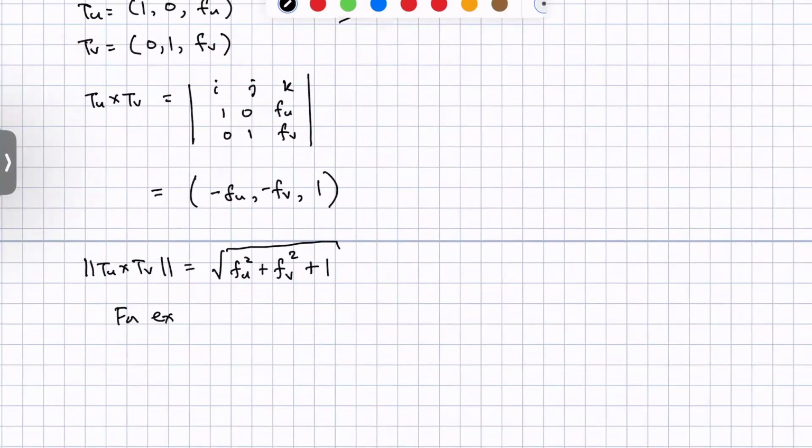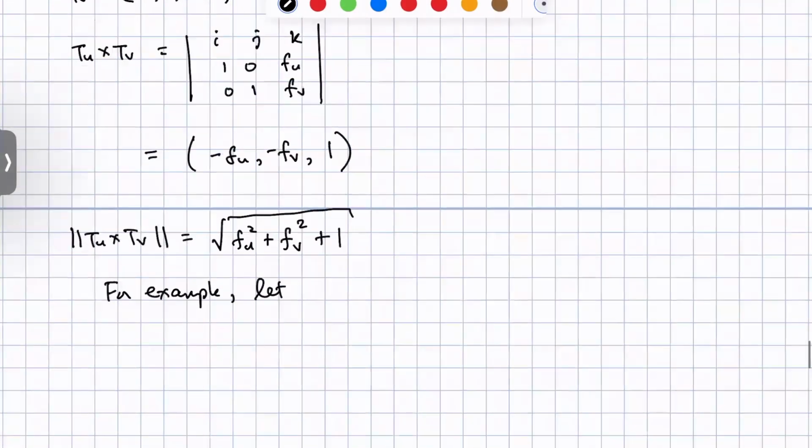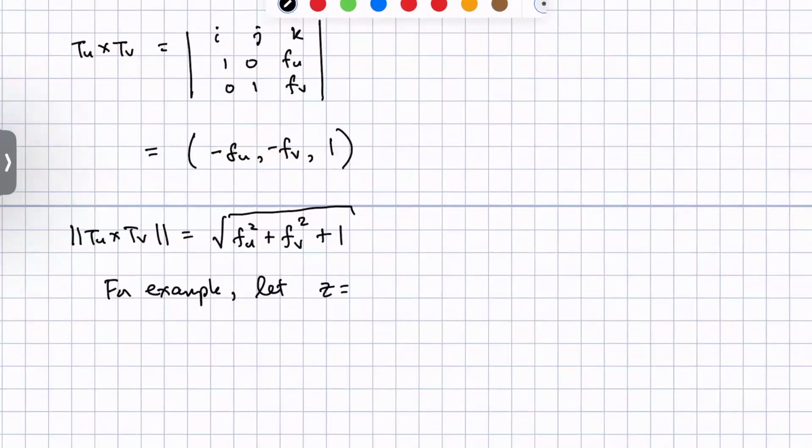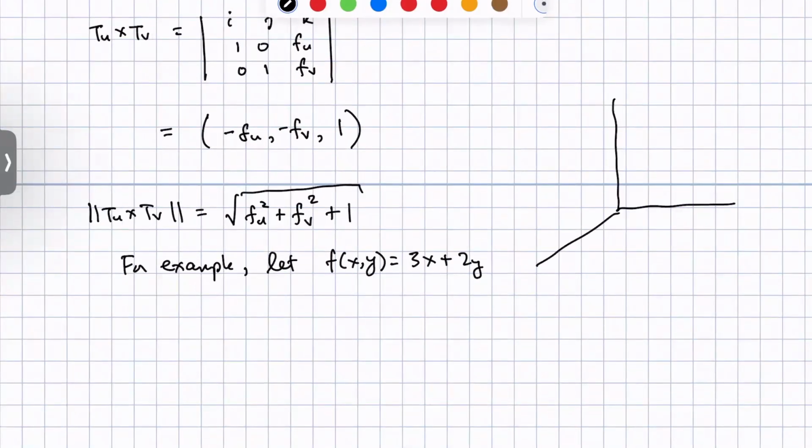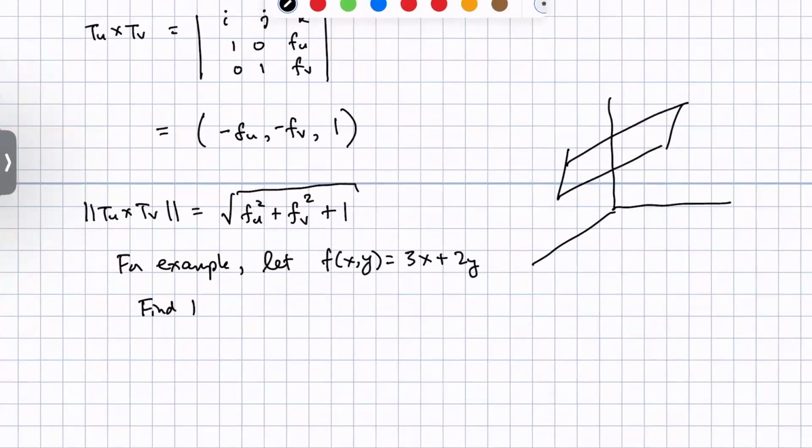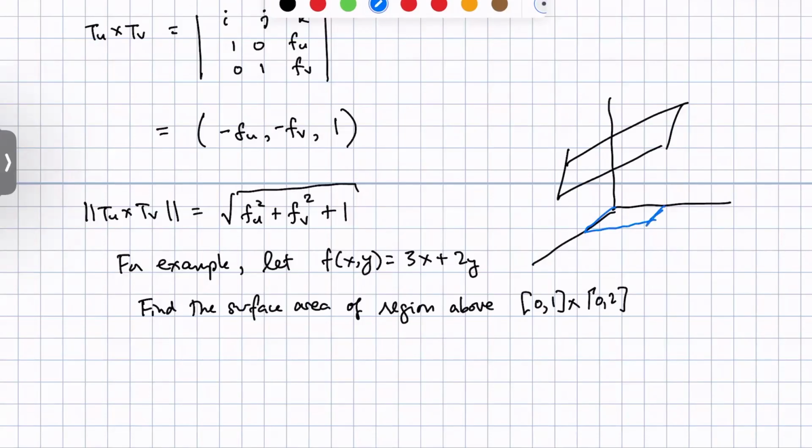So for example, let's make life not so terrible. Z equals, let's say, 3x. Let me see. f of x, y equals 3x plus 2y. All right, so this is a plane. So essentially what we're doing is we have a plane. Find the surface area of the region above, say, 0, 1 cross 0, 2. So I have a rectangle in the xy plane, and I'm going to look at the corresponding piece up here, which is tilted, and I need to find the surface area of that.